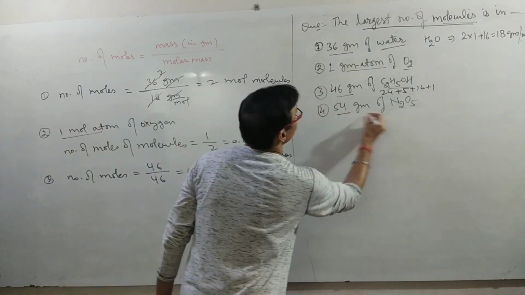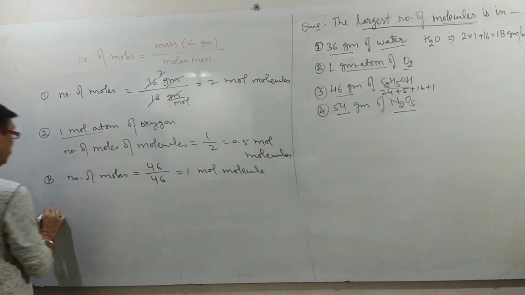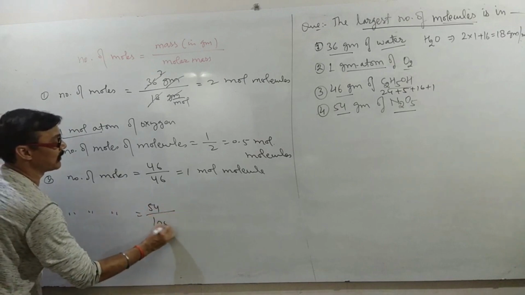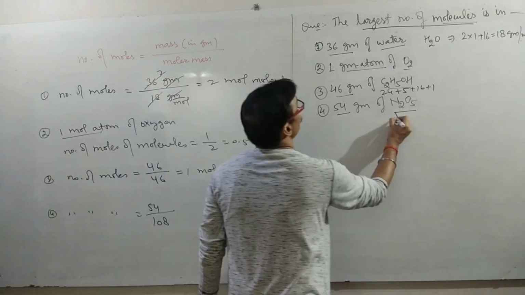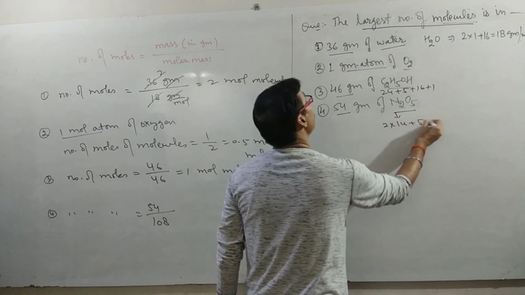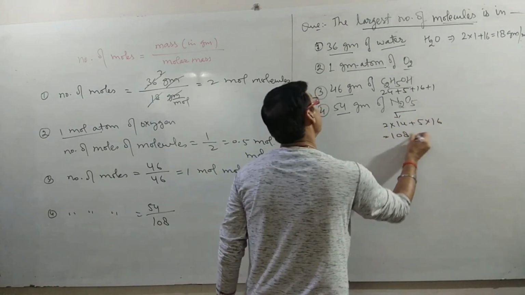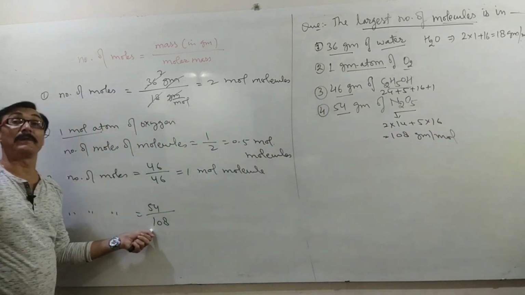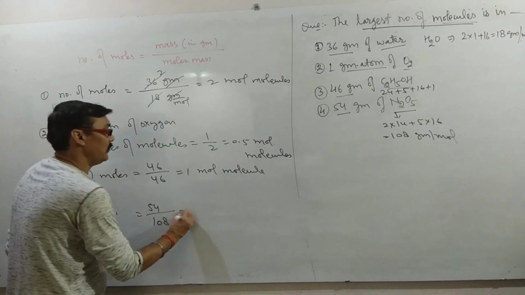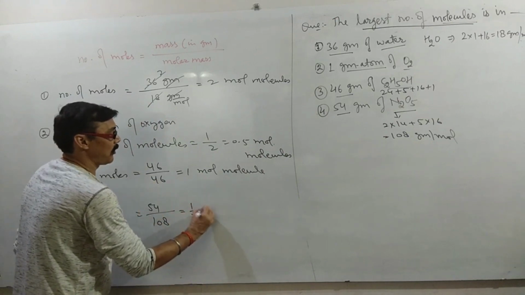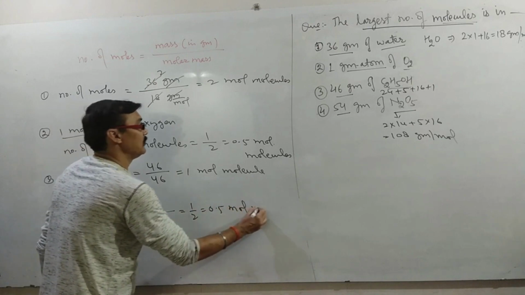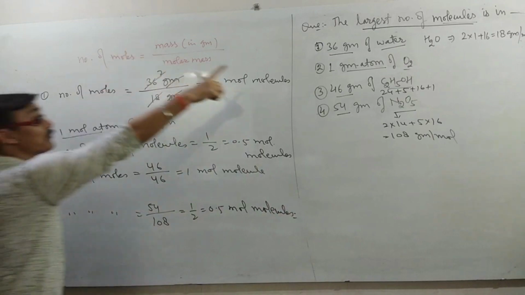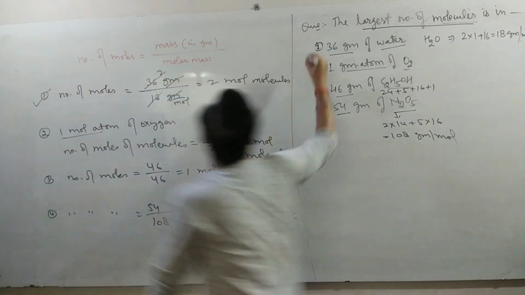And in option 4, 54 gram of N2O5, again the number of moles of N2O5 is mass in gram 54 divided by molar mass 108. For N2O5, 2 into 14 plus 5 into 16, that is 108 gram per mole. When mass is taken in gram and molar mass is gram per mole, we can directly put 1 by 2 mole or 0.5 mole molecules. So the largest number of molecules, that is the largest number of moles, will be in the first option. Answer will be first.